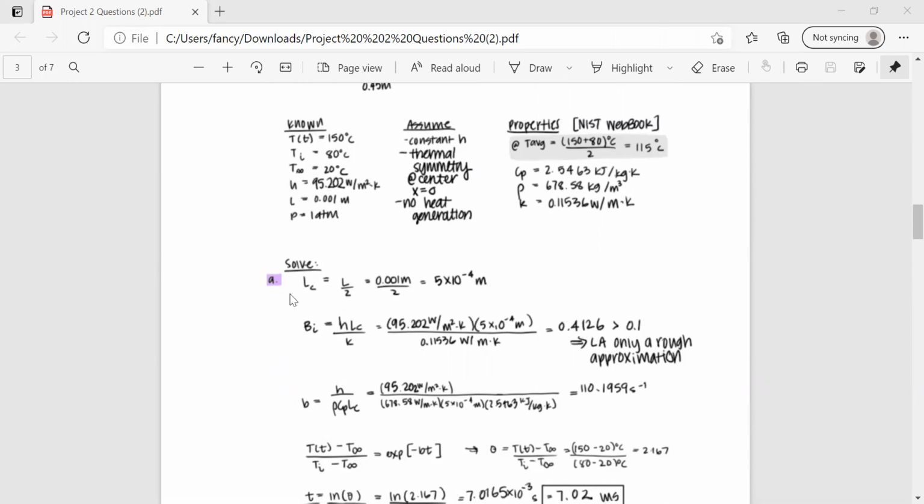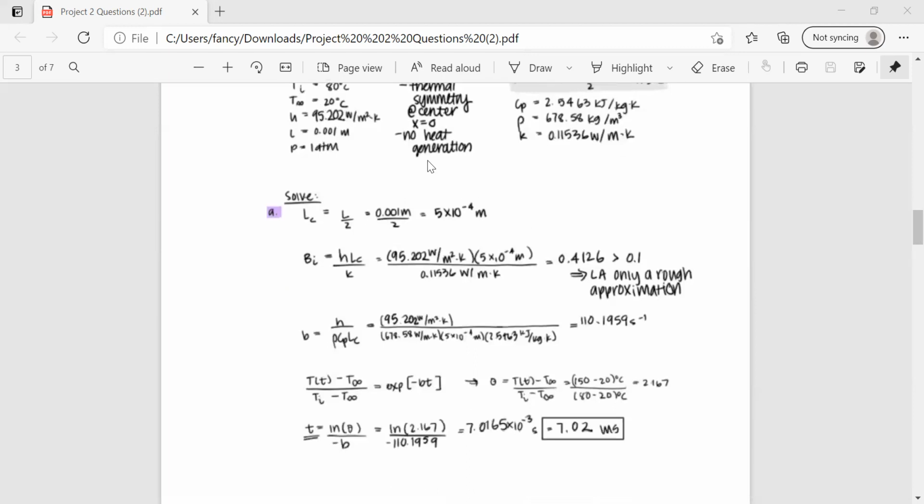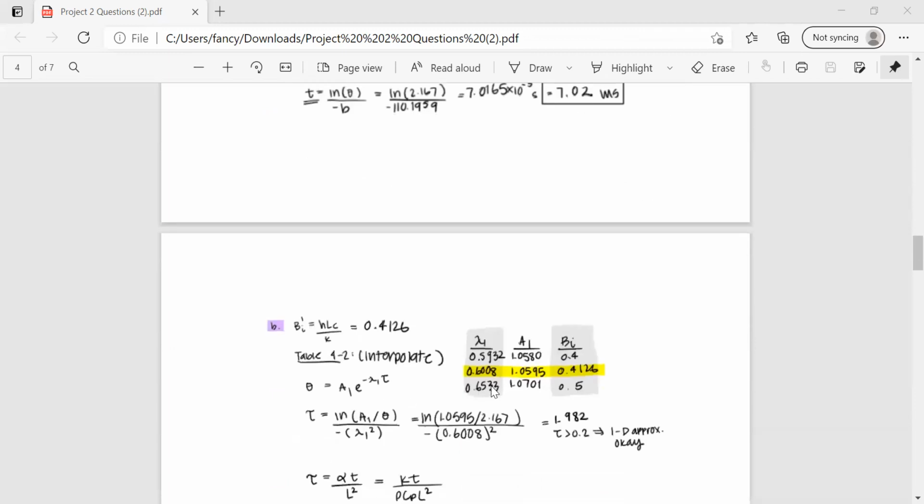And first you find the characteristic length, which is just the half thickness, because there's thermal symmetry at the center. And then you find the Biot number, which is greater than 0.1. And so this means that this is only a rough approximation, but that is why we use the one-dimensional analysis in the second part, because it has a better approximation. And then you solve for B and plug that into this equation to solve for t. And you get 7.02 milliseconds.